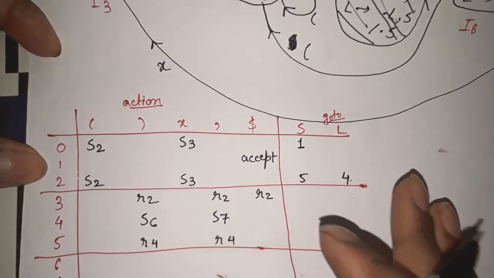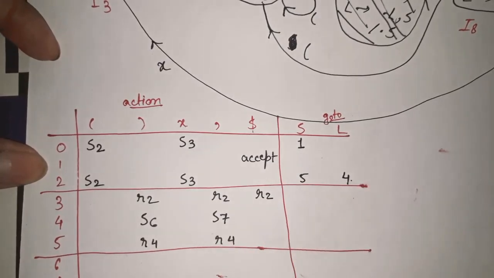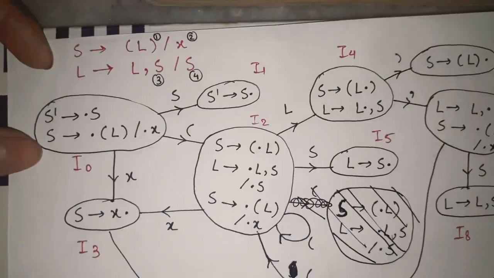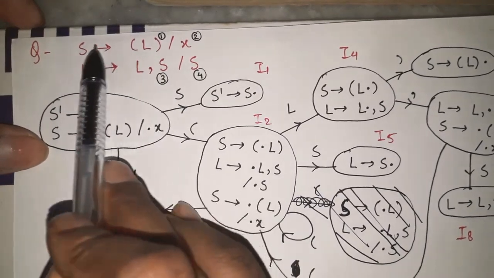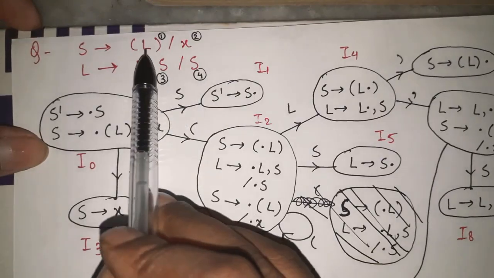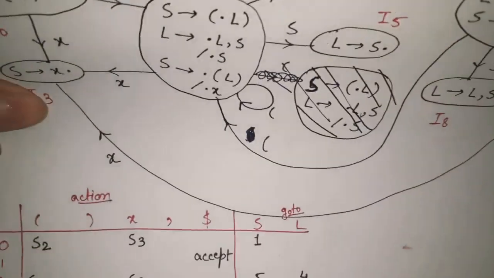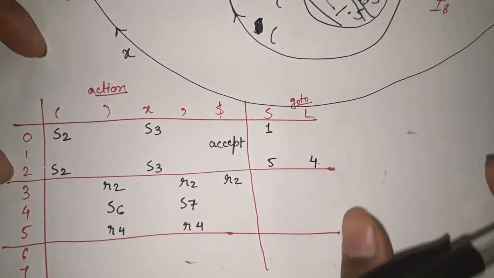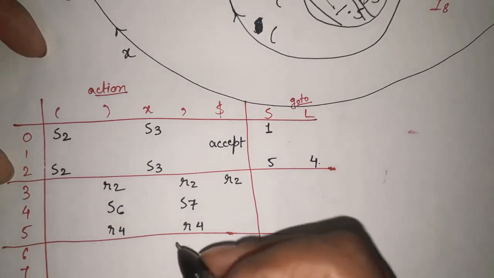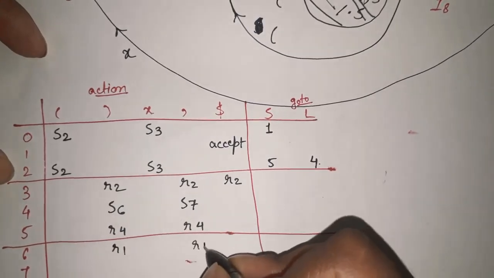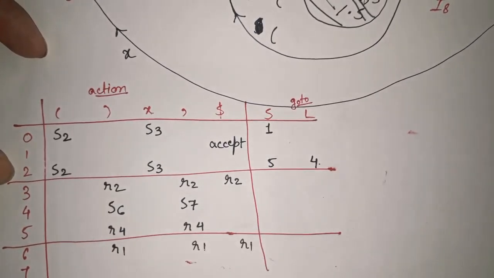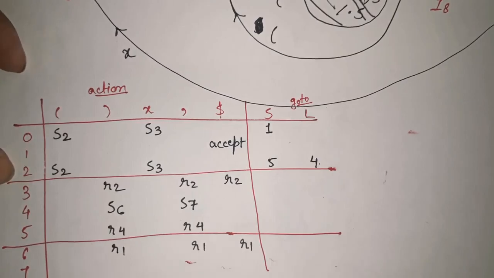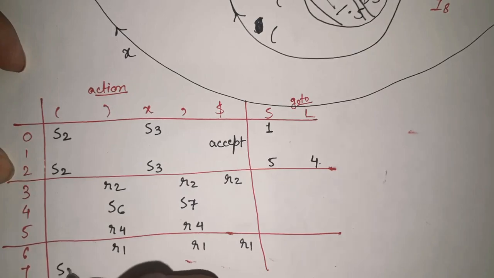Now the 6th state is again a reduction move. S gives opening bracket, L, closing bracket means R1. So I will be writing R1 in the follow of S, and the follow of S is these three. Then from the 7th state on opening bracket we are going to 2.